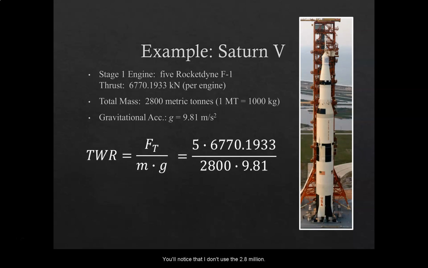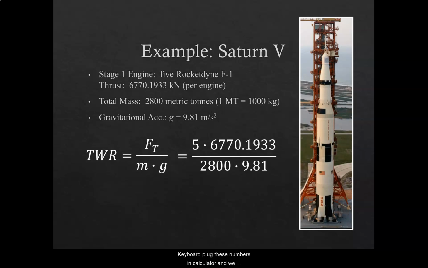You'll notice that I don't use the 2.8 million kilograms in the denominator, nor do I use the 6,770,000 newtons in the numerator. The reason why is that the factor of 1,000 in the numerator cancels out the factor of 1,000 in the denominator, so we don't have to worry about that.